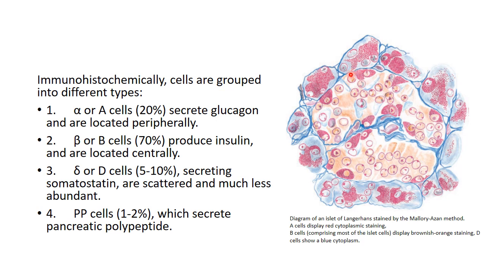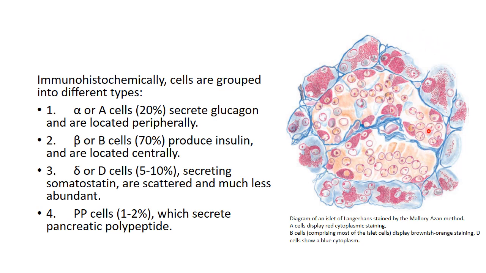Delta cells comprise about 5 to 10% of the islets of Langerhans cells, and these cells secrete somatostatin. They are much less abundant, and they are found among the other types of cells. And we have a special type of cell called the pancreatic polypeptide cell, and they comprise only a few cells, about 1 to 2% of the number of cells within the islets, and these cells secrete pancreatic polypeptide. This is a schematic diagram of the islets of Langerhans.